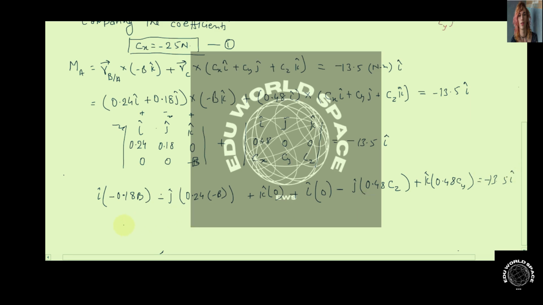Now in the left hand side, collecting the coefficient of I cap, the only term here is 0.18 minus 0.18 B for I cap. For J cap, there are two terms. The first term is 0.24 B, and the second term is minus 0.48 CZ. For the coefficient of K cap, there is only one term, that is 0.48 CY, and all these terms should be equal to minus 13.5 I cap.